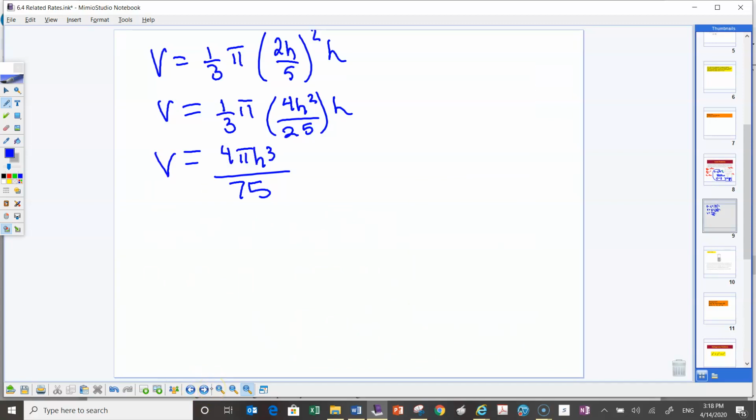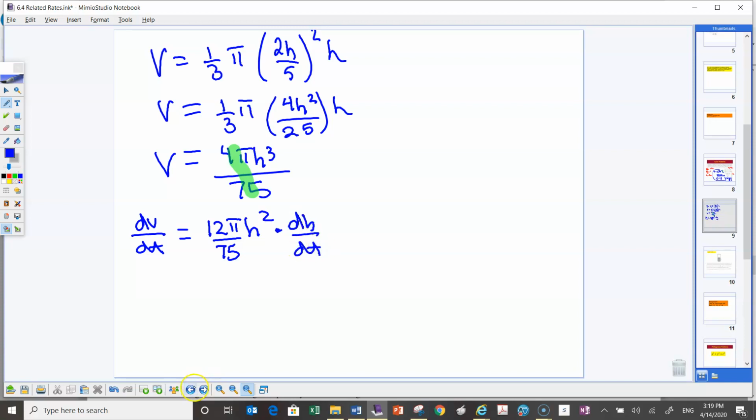Now I take the derivative of both sides with respect to t. And remember, this 4 pi over 75 is just a constant. So the derivative of V with respect to V is 1. And then we multiply it by dV/dt. 4 pi over 75 is a constant, so I'm taking the derivative of h cubed. So if I bring the 3 out front, that becomes 12 pi over 75 h squared times dH/dt.